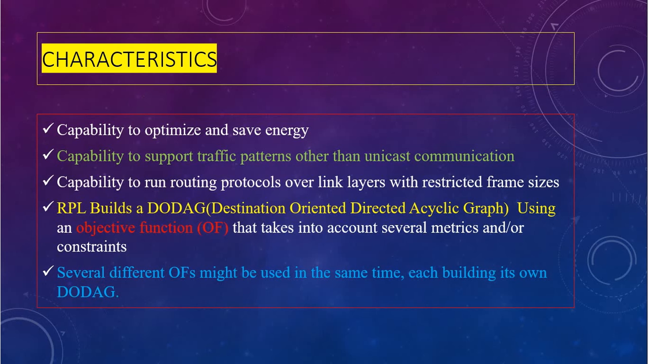So you just note it down. RPL is using DODAG for creating a path to the different nodes. Several different objective functions might be used at the same time, each building its own DODAG. There is no rule that says only one objective function should be there. A node can have several objective functions at a time, taking all of them into account and creating an optimal path for the parent node. Okay, so that's about the characteristics.